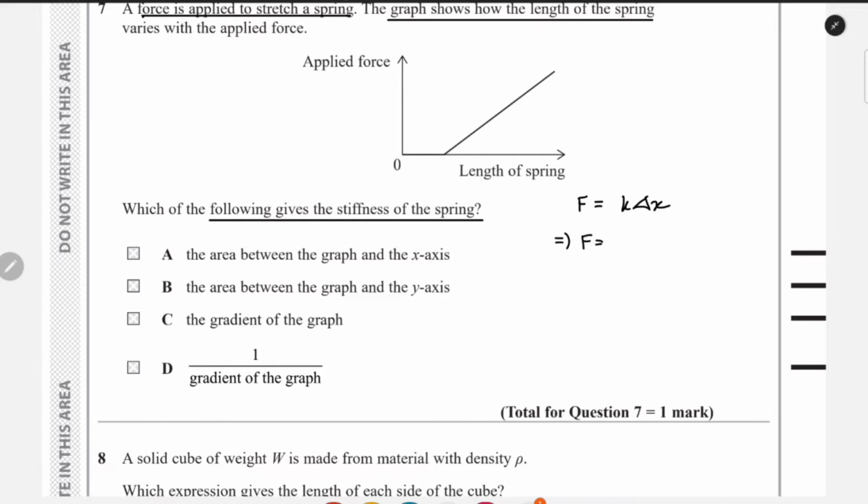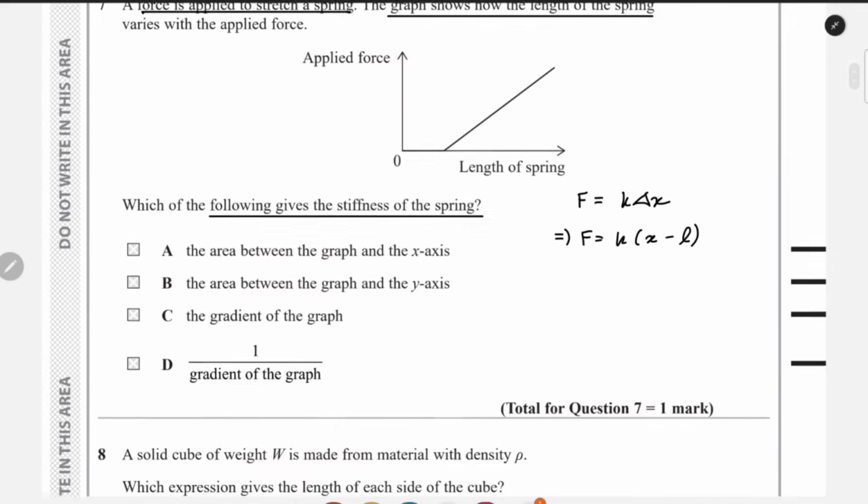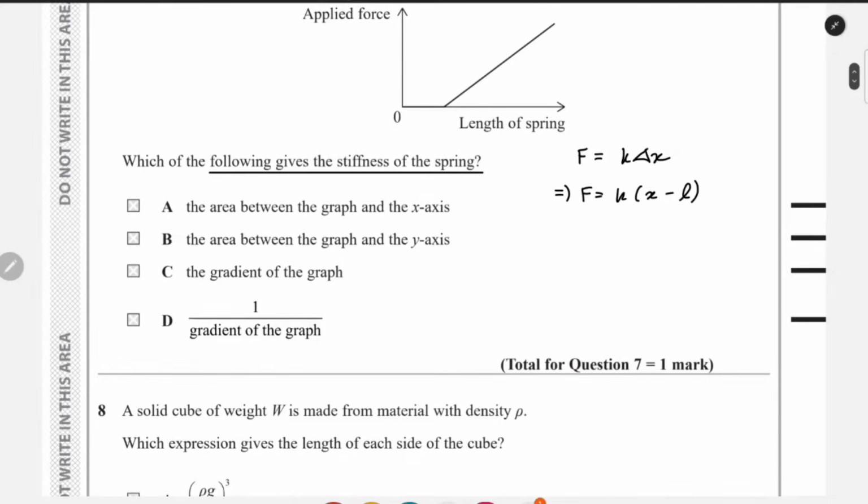or force. In this case, we have the length of the spring over here, so we'll consider X to be the length of the spring at a given force minus the original length of the spring. We'll get this equation over here, F equals Kx minus Kl.